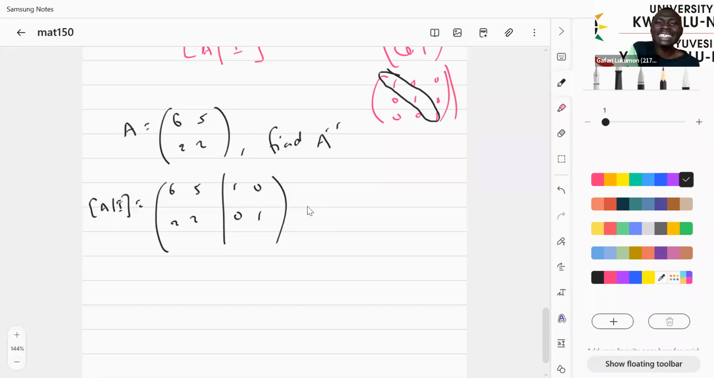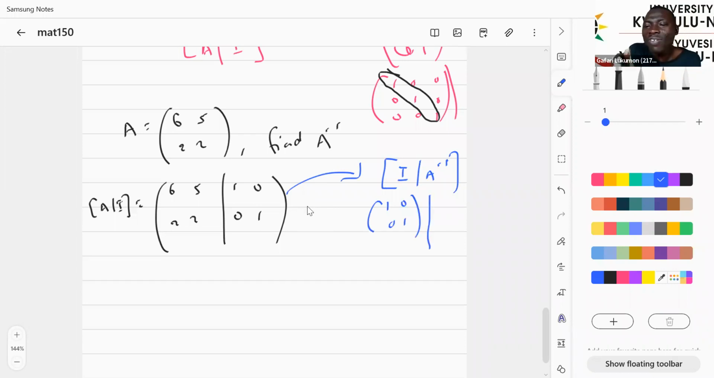What we are interested in is changing this matrix, A and I, so that at the end of the day, you have something of the nature I and A inverse. You reduce the left matrix to the form 1, 0, 0, 1. Then whatever matrix you have on the right-hand side will now be the inverse of that matrix. So that's that. Now let us do that.